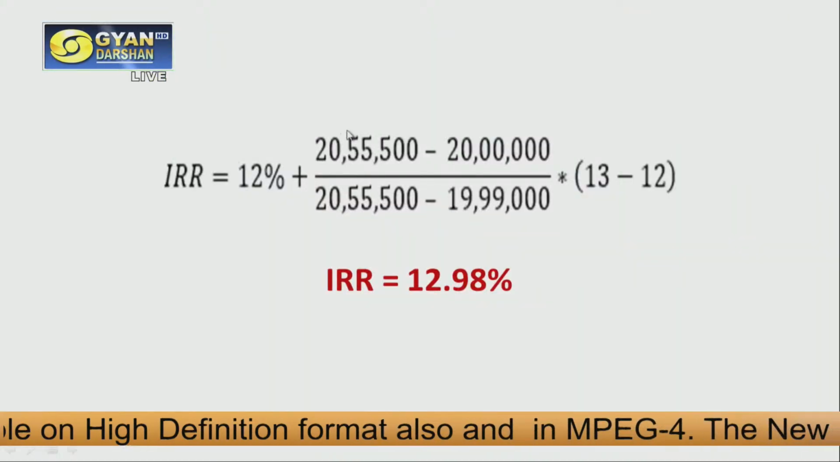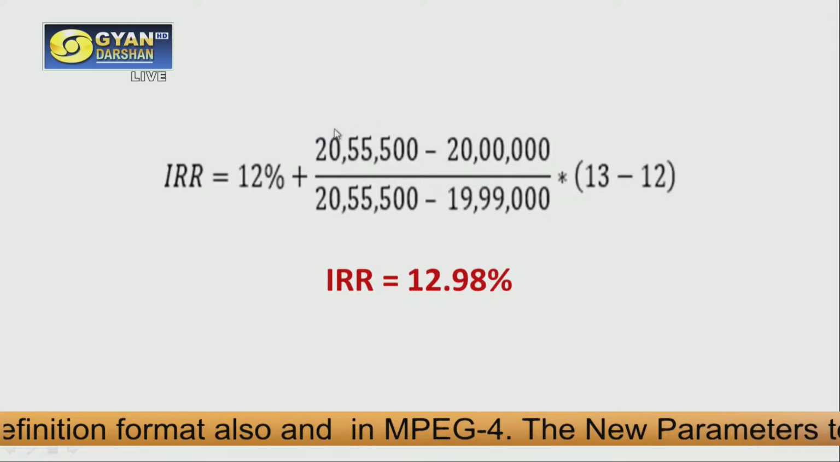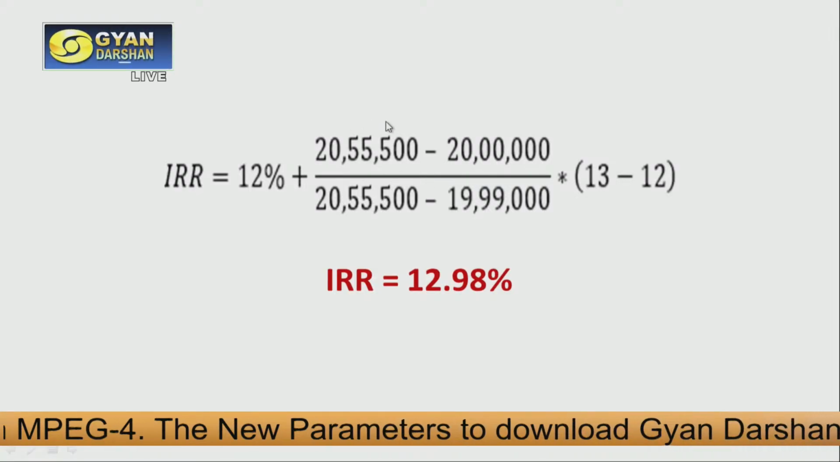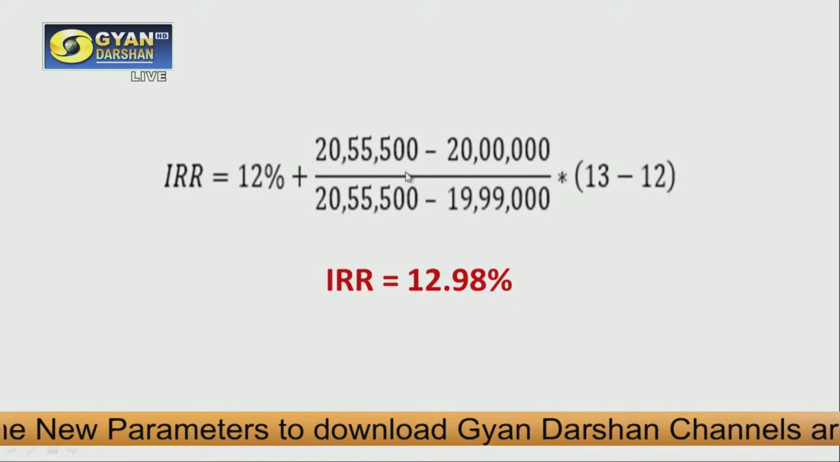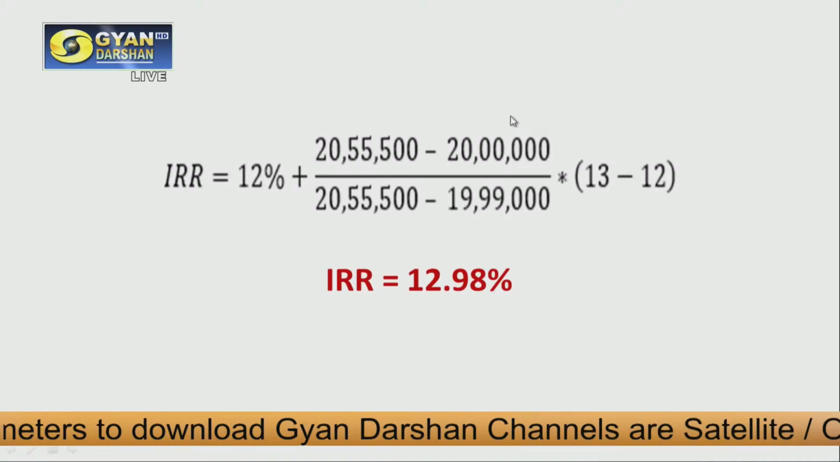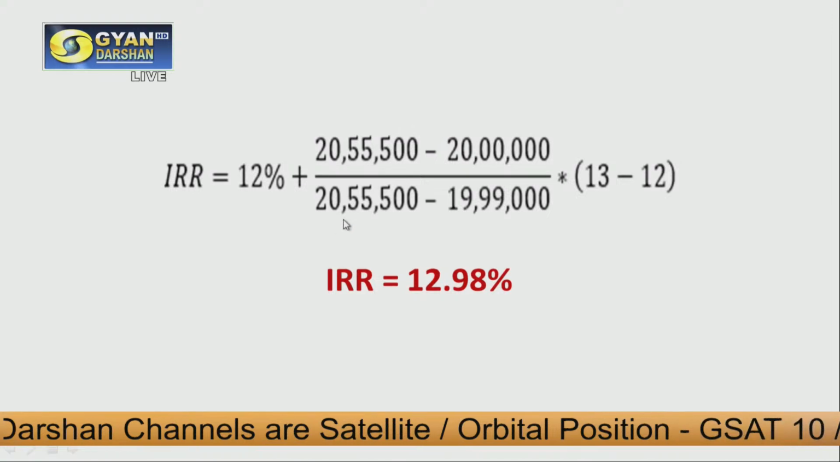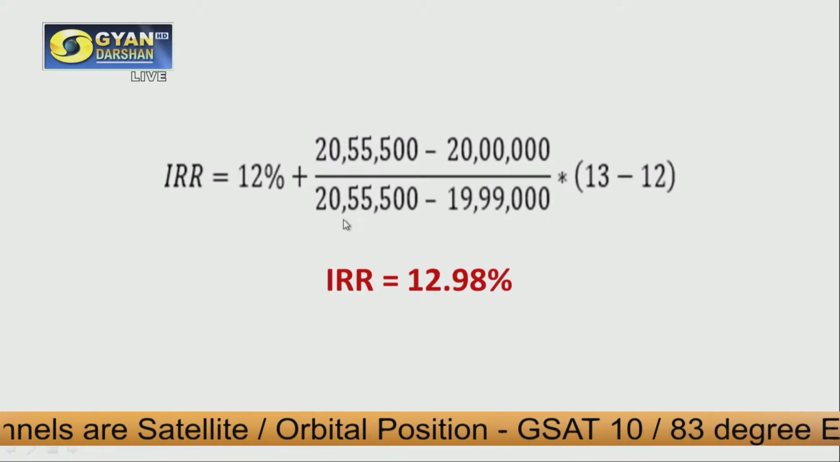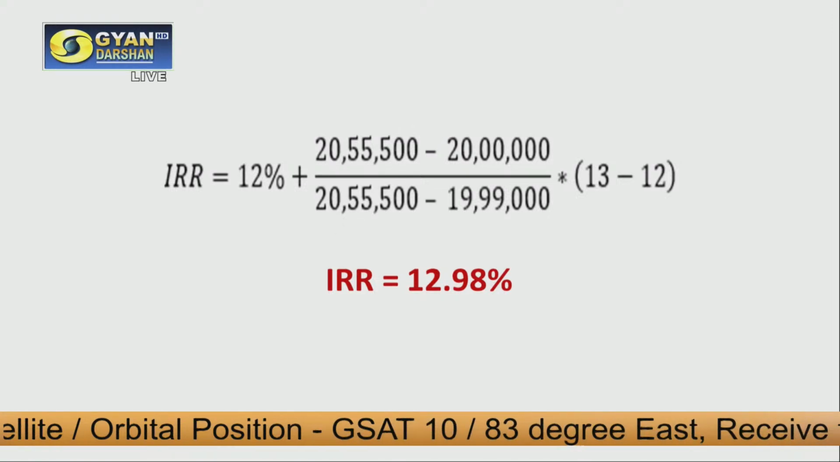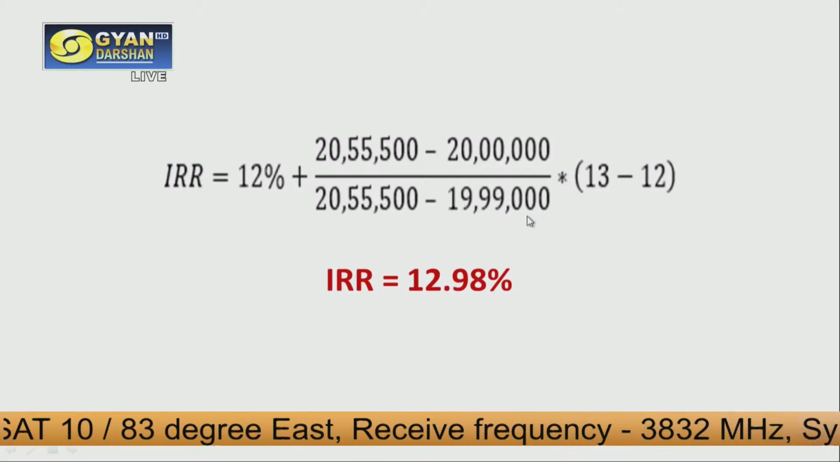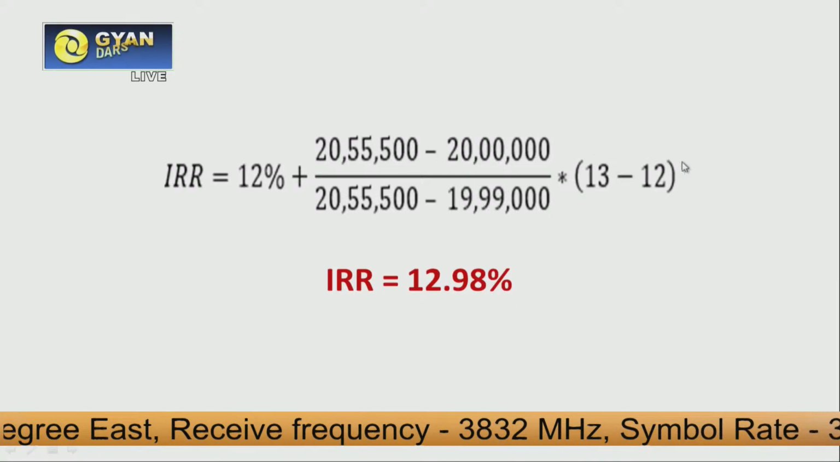So what I will do, I will take this minimum rate that I have taken under my trial and error method, that is 12% in our case. I will use the present value which I calculated in the first case here, 20 lakh 55,500, and deduct 20 lakh, which is the initial cash outlay. This amount has to be divided by the total cash inflow in case of 12%, minus the total cash inflow in case of 13%. I need to multiply this with 1.